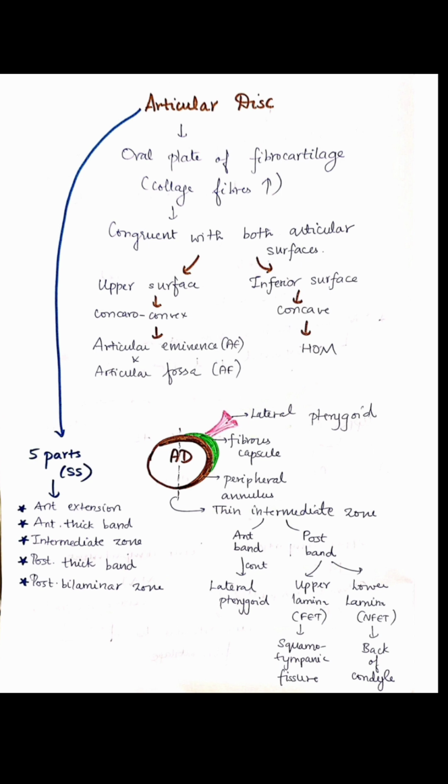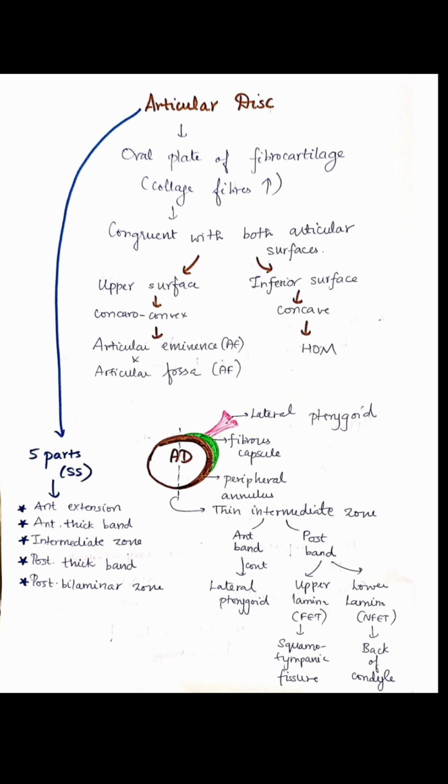Now see the diagram. The periphery of the disc is thickened. It has a thick margin called the peripheral annulus, and the periphery of the disc is attached firmly to the fibrous capsule. On sagittal section, it is divided into two by a thin intermediate zone. It has two bands, anterior band and posterior band. The anterior band is continuous with the lateral pterygoid.